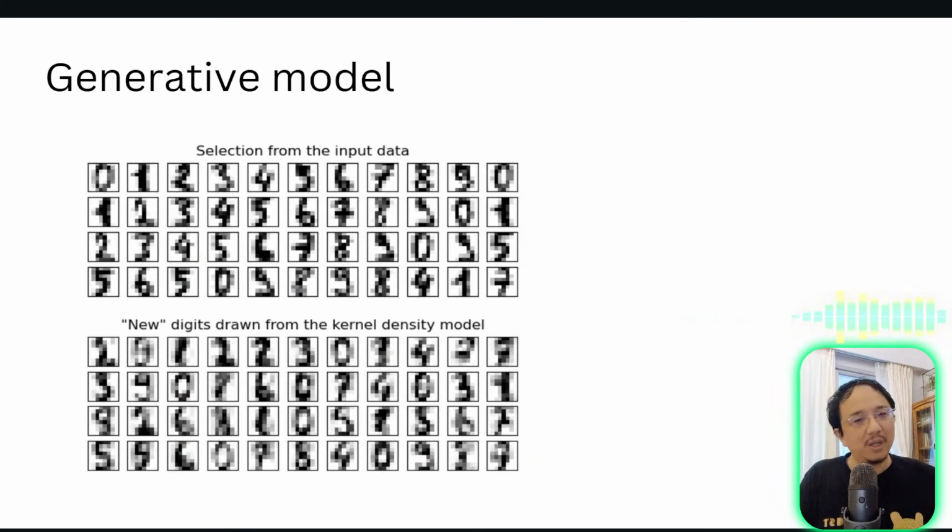And we have already shown how to use KDE in our previous example, like in Matplotlib. We showed some visualization of data. So it is very commonly used.